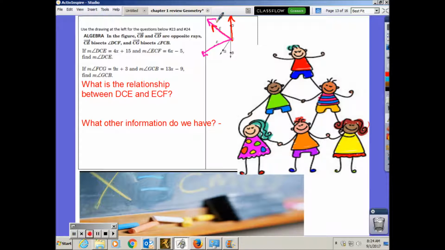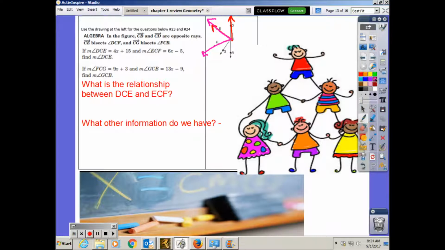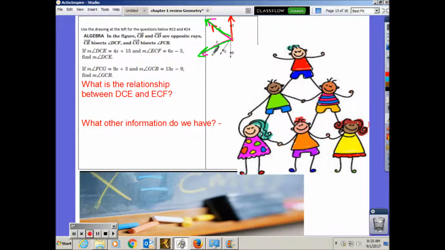And I can see that those are adjacent angles, but I don't know that they're a linear pair, so they don't add up to 180. So I really don't have enough information yet. So let me go back and see what else they told me up here. So they've said, in the figure, CB and CD are opposite rays. Well, that doesn't help me with this problem, because CB is not anything we're dealing with here. CE bisects DCF. So that means, it's a color code again, this is an angle bisector of this angle. That means this and this are congruent.